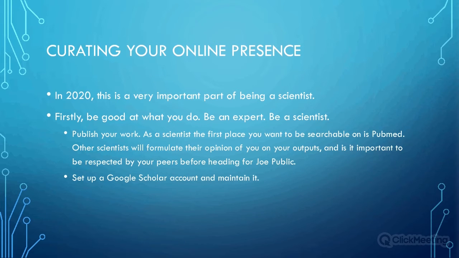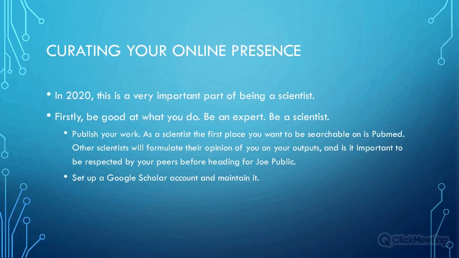So you want to be searchable on PubMed. This is the first place you should look to be online. And other scientists will formulate their opinion of you based on your outputs, and it's important to be respected by your peers before heading for Joe Public. And in the same vein, I would advise setting up a Google Scholar account and maintaining it. I'm actually surprised by the number of established scientists that don't have a Google Scholar account maintained.